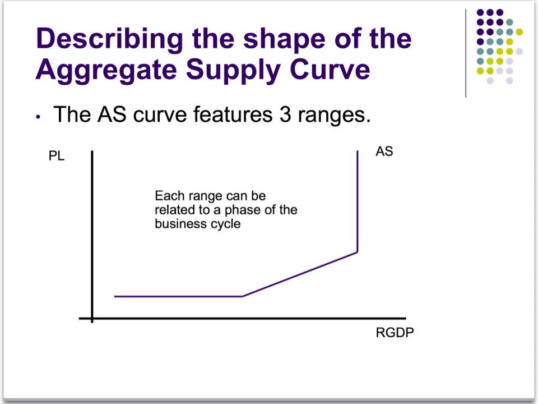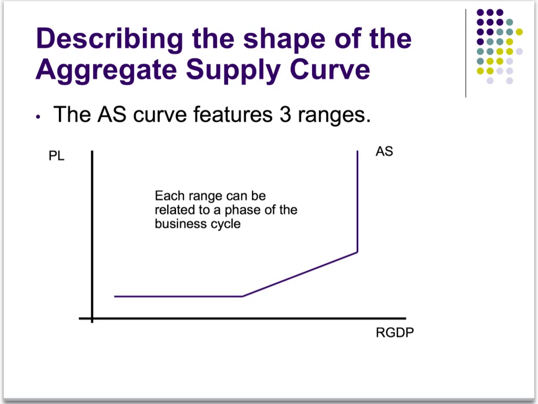While this aggregate supply curve may not look like the supply curve for an individual or for a market from Unit 2, each range can be related to a phase of the business cycle. So what we're looking at are three parts to the aggregate supply curve. If you don't know what the business cycle is, you may need to go back and review an earlier lesson on it. The three phases are the horizontal phase, the intermediate phase, and the vertical phase.